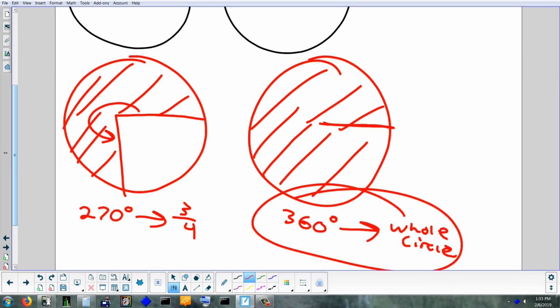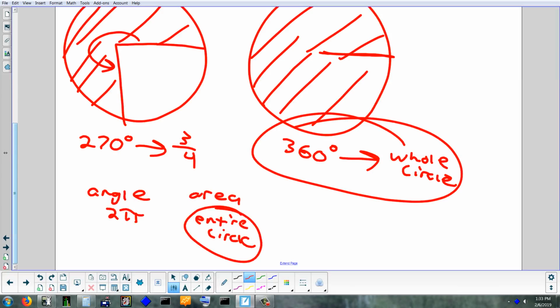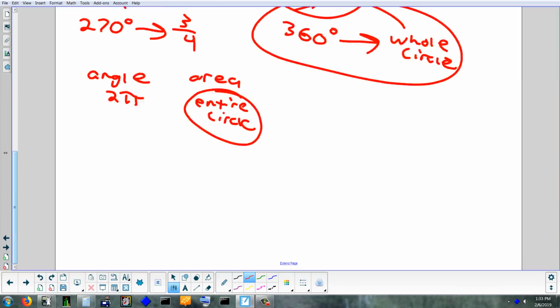So it's this last fact that we're going to use. If the angle is 360, or what's 360 in radians? 2 pi, yes. So if your angle is 2 pi, the area is the entire circle. Well, we should already know how to find the area of the entire circle. There's already a formula to do that. So all we have to remember is that formula. What's the formula to find the area of a circle?